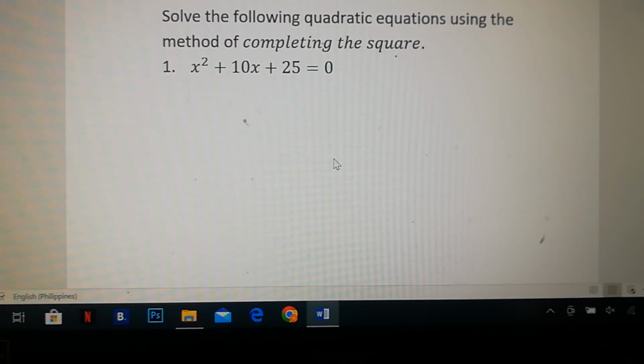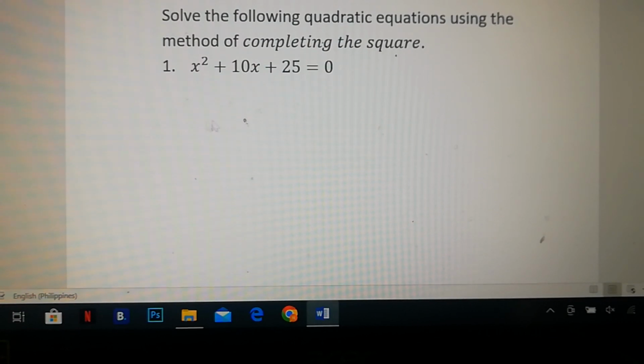Okay, number 1, x squared plus 10x plus 25 equal to 0. As you notice, the left side is already a perfect square trinomial, so all you need to do is to factor. Since it is already a perfect square trinomial and the value of a is equal to 1, the factor is simply the square root of x squared, which is equal to x, and the square root of the constant term 25 is equal to 5.